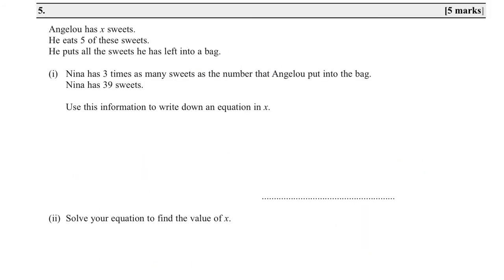Okay, so Angelo has X sweets. He eats 5 of these sweets. He puts all the sweets he has left into a bag. So he had X, then he ate 5, so we're going to take away 5. So that's how much he's put into the bag. Nina has 3 times as many sweets as the number that Angelo put into the bag. So this is 3 lots of x minus 5. Nina has 39 sweets.